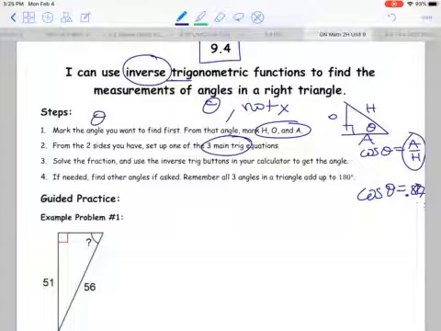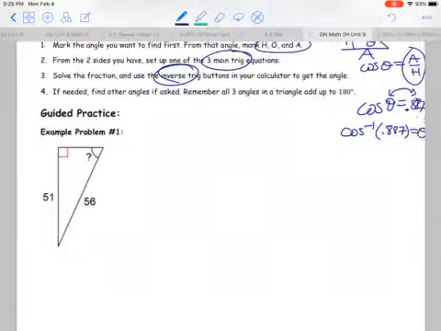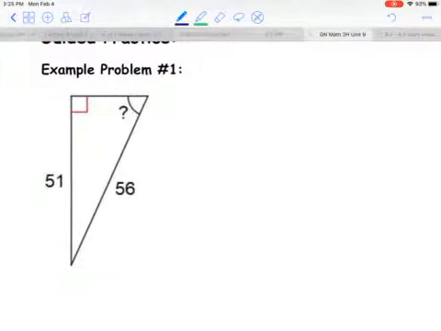And then we do this nifty thing called an inverse of that fraction, which is now a decimal, to get your angle. So, pretty easy, but let's try it. So, you see where the question mark is? That's our angle. And then we're going to label HOA.